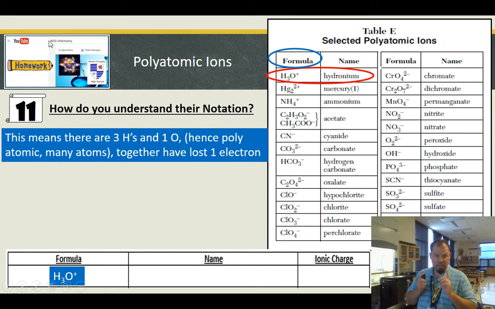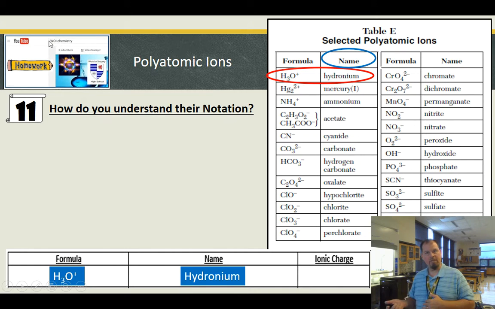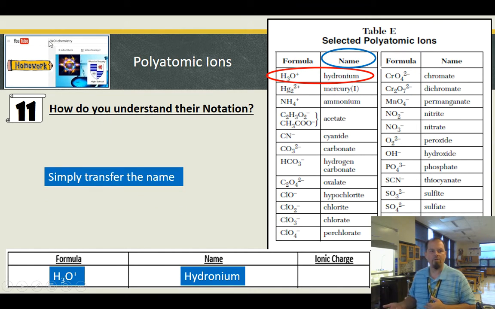Okay? Sticking with hydronium, I see its name is hydronium. Just copy it right over. Simply transfer the name. There's no changing of the name. When we get into bonding, we'll learn how we name actual compounds. Table E, we get to just use the name, which is nice.